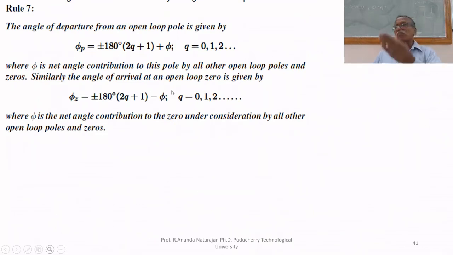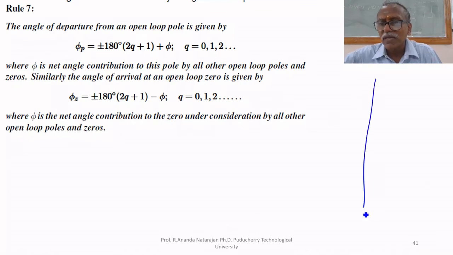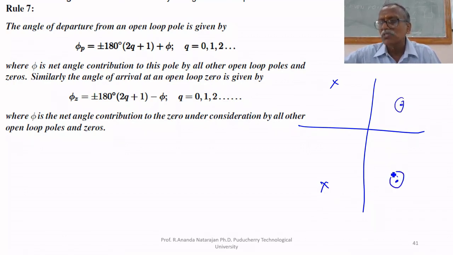Coming out of a pole is called a departure. If it reaches a zero, then it is called arrival, angle of arrival. Sometimes the angle of arrival is also required. For example, I have 2 complex poles and 2 complex zeros. What will happen? This will come out and join here.